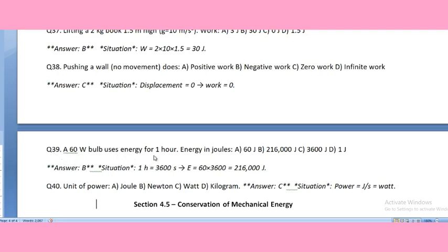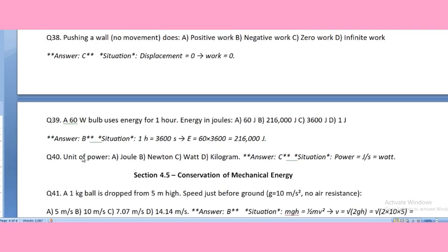The next question, question number 39. A 60 watt bulb uses energy for 1 hour. Energy in joules is equal to dash. From the given, the bulb uses 60 watt, and the time is 1 hour. The energy is choice A 60 joule, choice B 216,000 joule, choice C 3016 joule, choice D 1 joule.